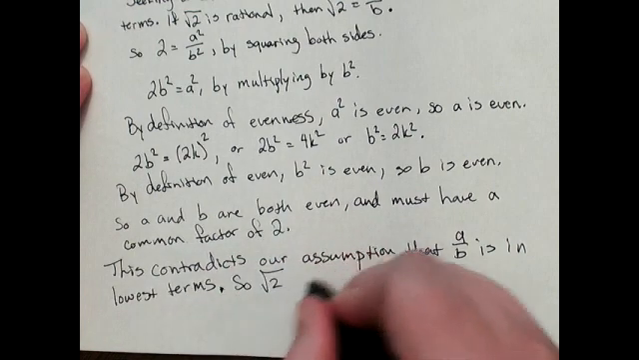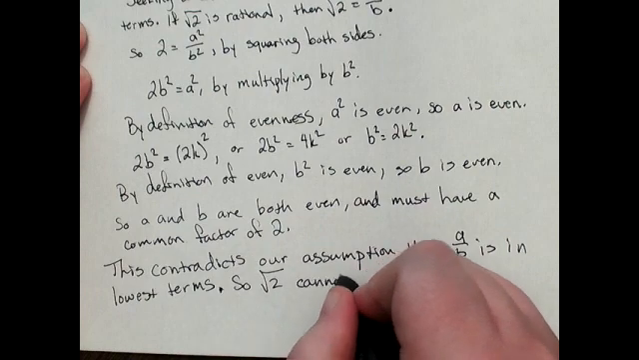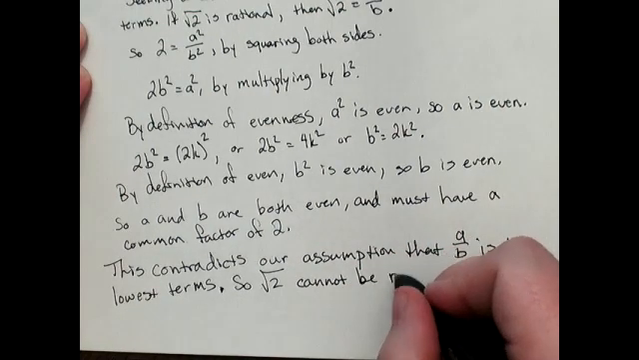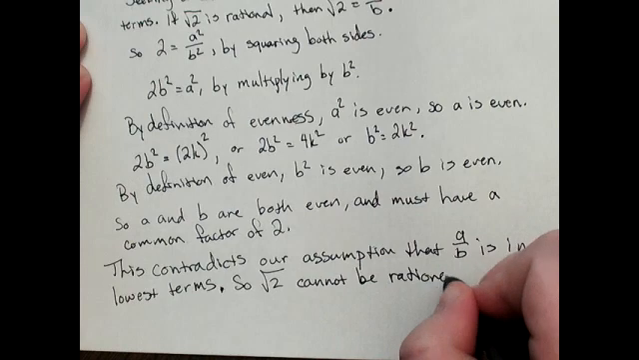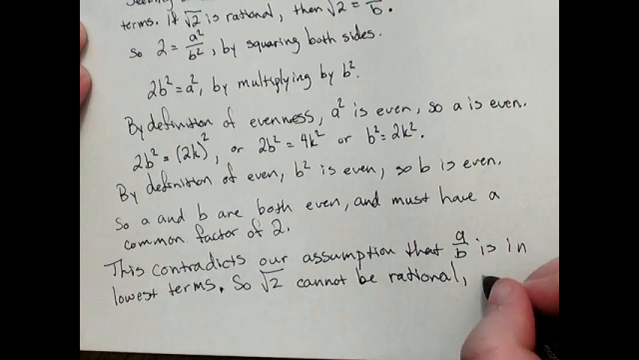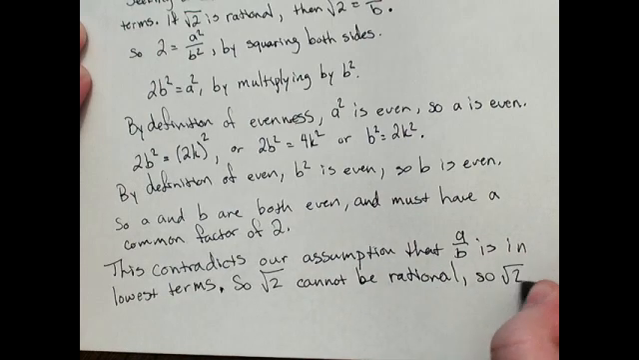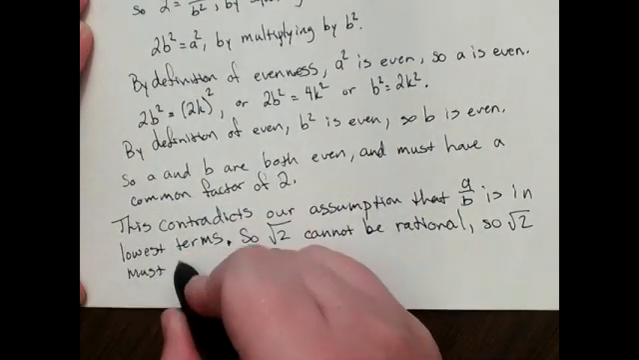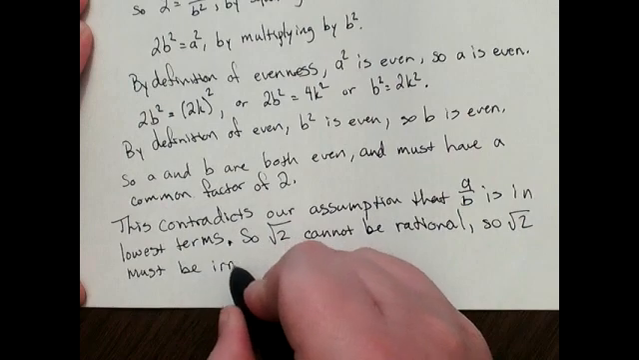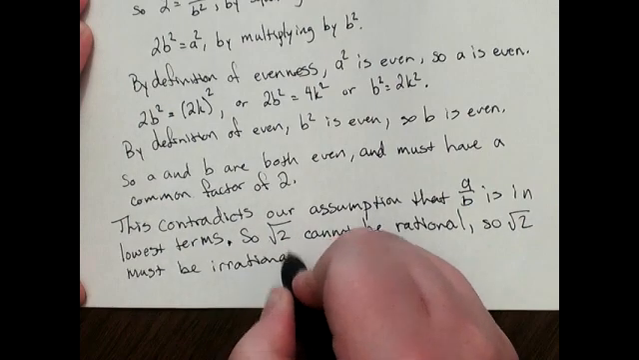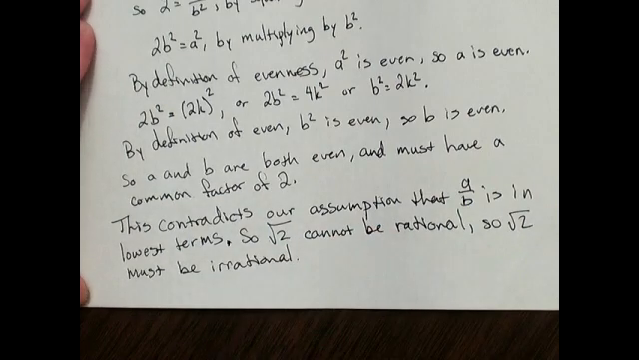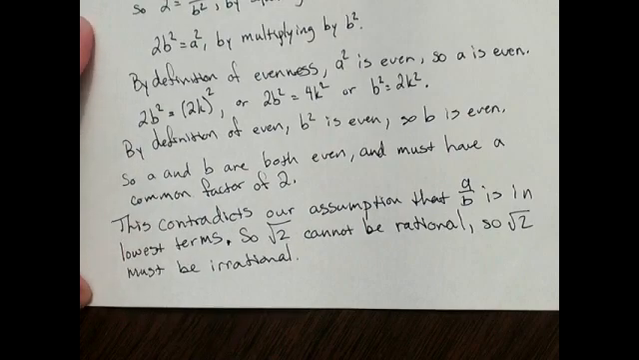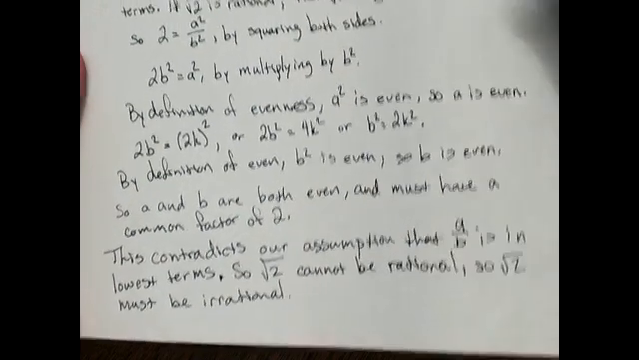So the square root of 2 cannot be rational. So the square root of 2 must be irrational. And that's the end of our proof. We just had to show that the square root of 2 is irrational. And that's exactly what we did.